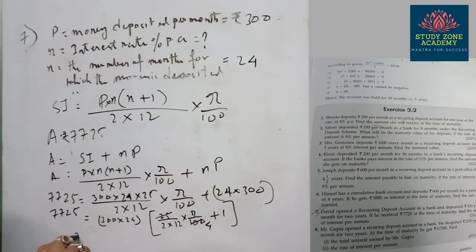Let us substitute these values. So it will be 7725 divided by 300 into 24. And from that side we can bring minus 1 here. And at our denominator we will be getting 2 into 12 into 4. Clear? We can do the calculation here.